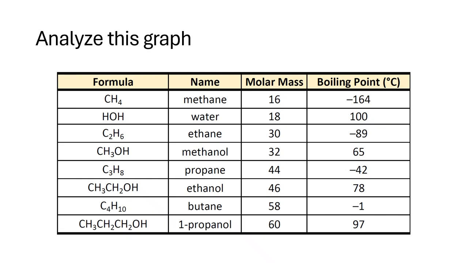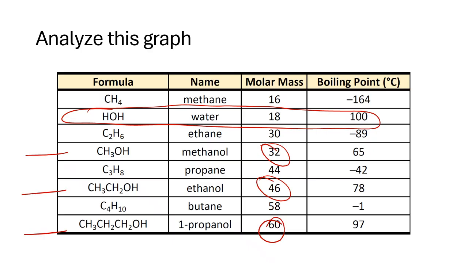The outlier in this is water. So they keep going up as we go down. For example, if I look at these three polar ones, the molar masses go 32, 46, 60, and the boiling point goes higher. And those are all polar, but water has the highest of all of these.